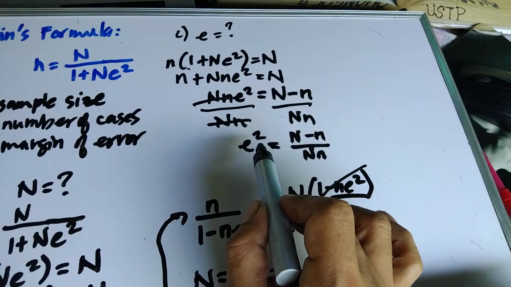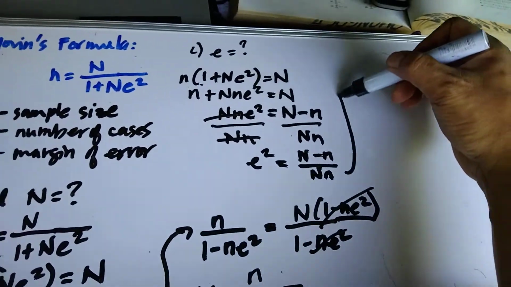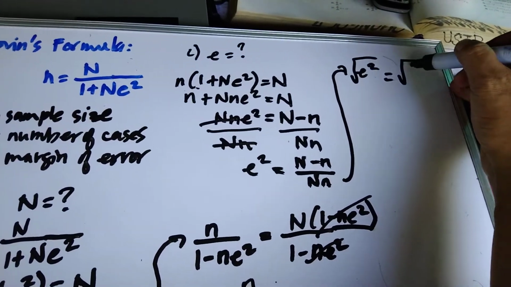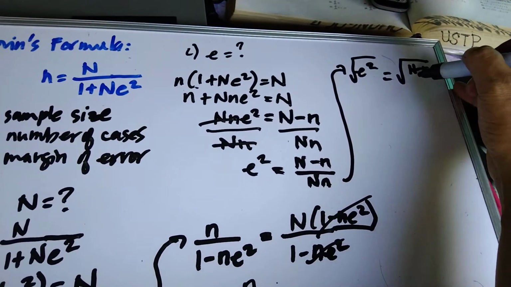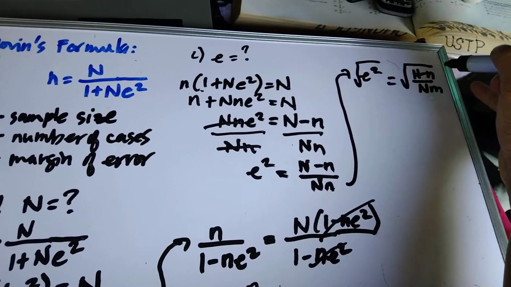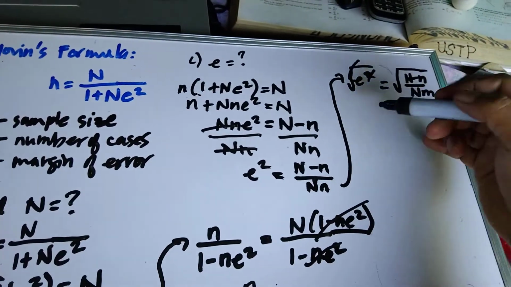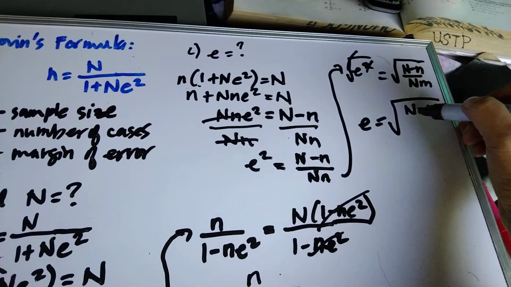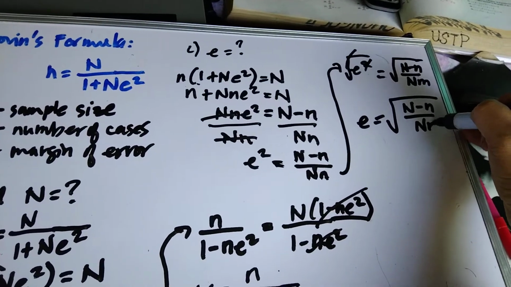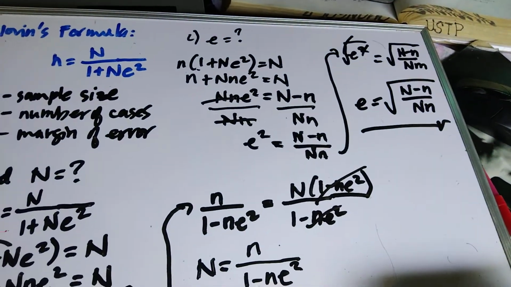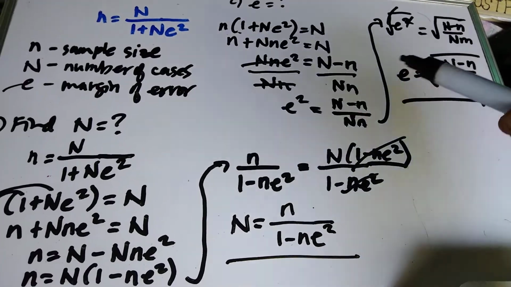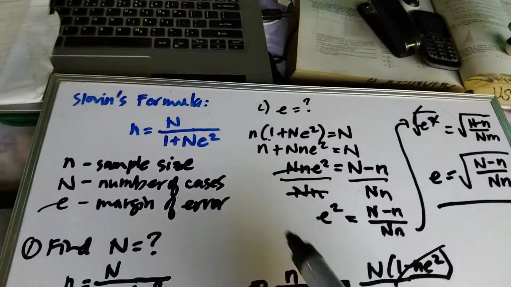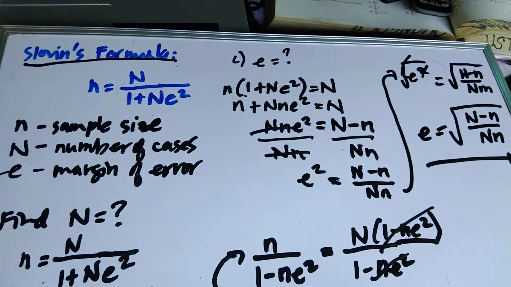So, e is to the power of 2. What will we do? Take the square root of both sides, as in algebra. So, e squared, take the square root of both sides. So, capital N minus n all over n capital N. So, the radical and the square cancel. So, e is simply equivalent to the square root of capital N minus n all over n times capital N. So, that's it. That's how to compute for the margin of error and for capital N, the number of cases, using Slovin's formula.